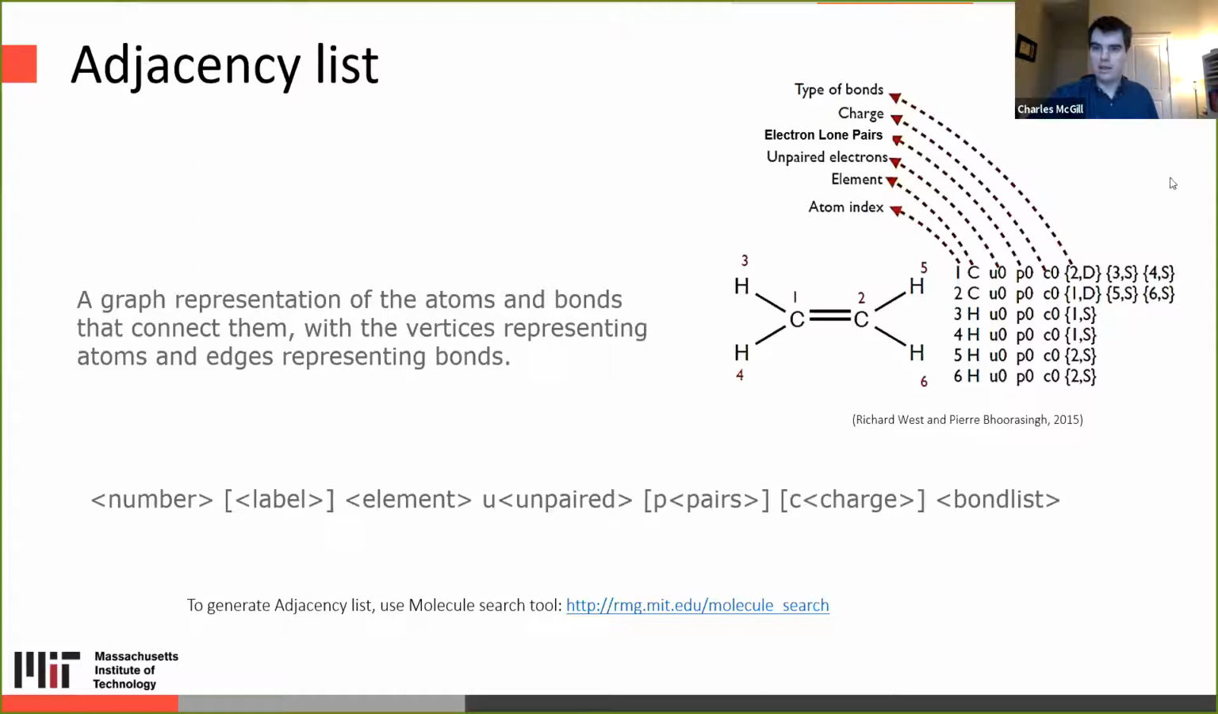Followed by charge. This is the local formal charge at an atom. And then the last entry in the adjacency list is a listing of different bonds in the molecule. This has two parts. The first part is the atom that atom is bonded to, by the index number, and the second part is the type of bond it is. So S for single, D for double, T for triple.